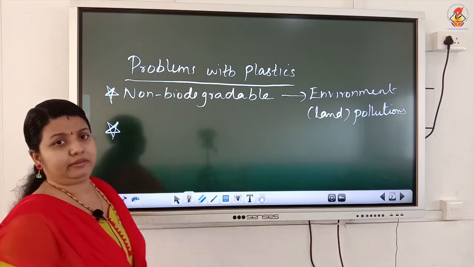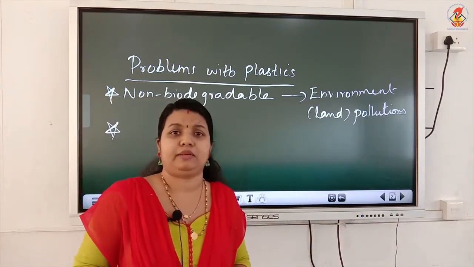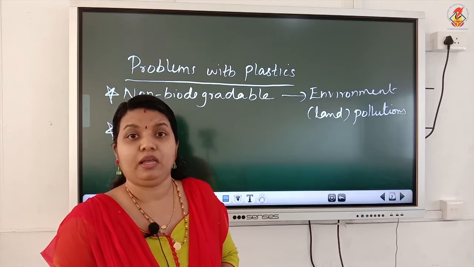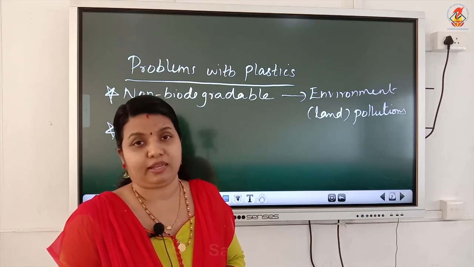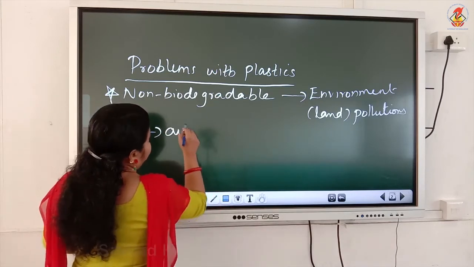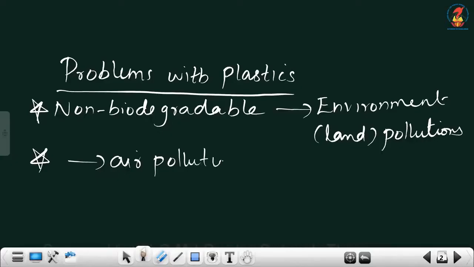Okay. Now, if we find burning a better method of disposing plastic, what happens upon burning? You might have seen it. When plastics are burned, a lot of poisonous fumes are released into the atmospheric air, leading to air pollution.